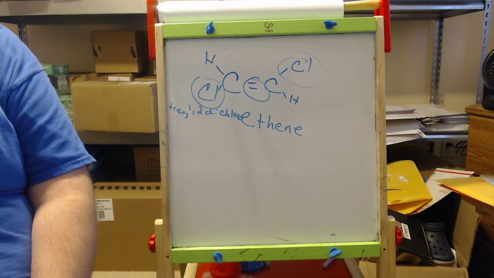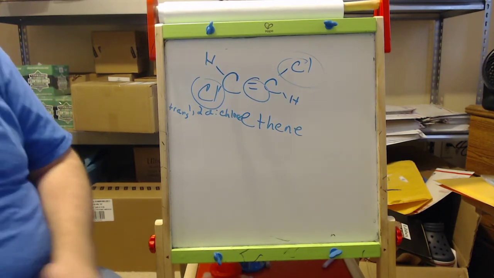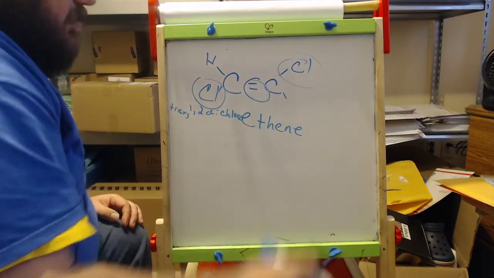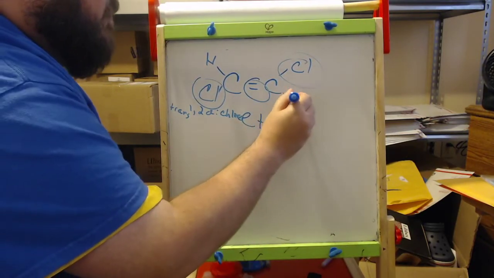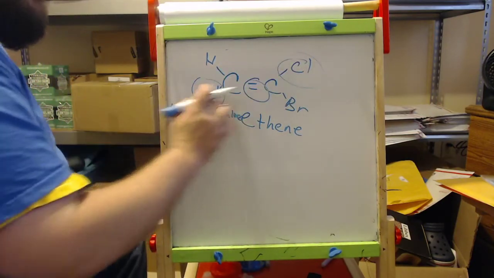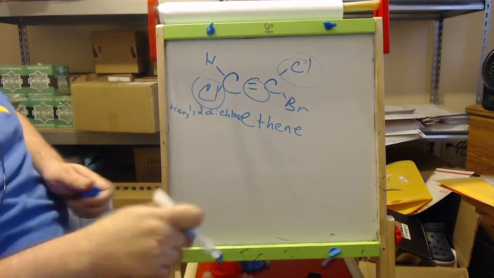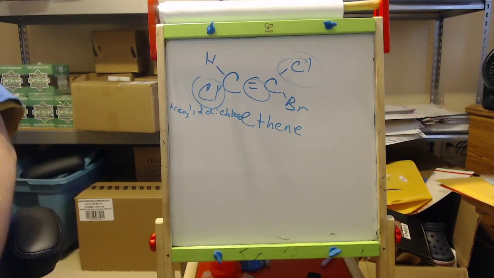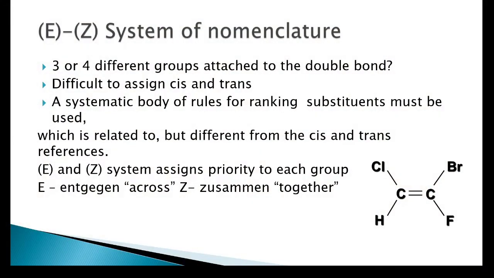Well, then arises the question, what if these two don't match? What if this is a bromine? What if I have three different? So is this trans or is these two? Is it cis? What do we do? Well, we can't use cis and trans then. Okay. If my carbons are bonded to 3 or 4 different things, like I show here, it's known as the EZ system, and it really is easy.